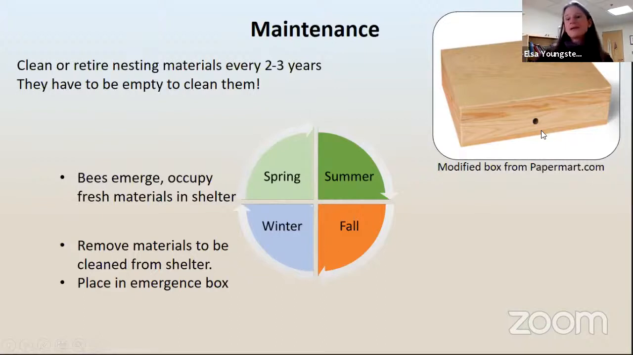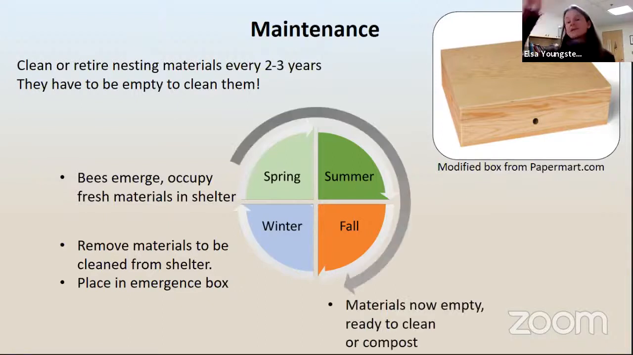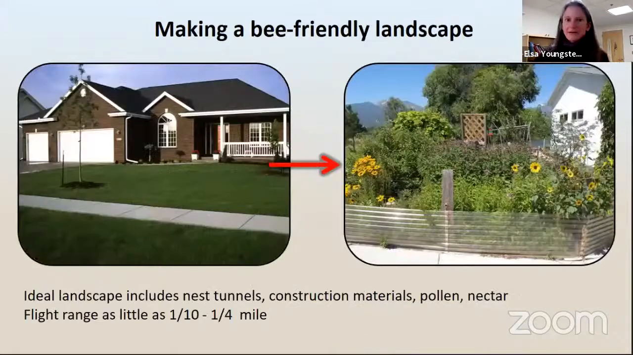So in the meantime, you've hopefully stocked your shelter with fresh nesting materials. They'll find those, and that will continue throughout the spring, summer, and fall, depending on the species. And by that fall, those materials that you stuck in the emergence box will be empty. If it's just natural stems and reeds, you can throw them in the compost or on the forest floor. If it's grooved boards or drilled blocks, you can bleach those and let them dry out before you reuse them.